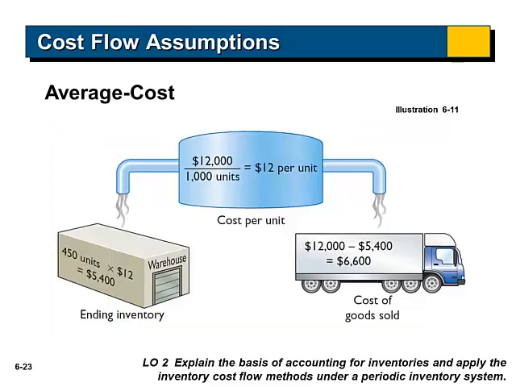And to look at this in a picture, we don't have little squares that we're dividing between the warehouse and the truck this time, but what we're doing is taking the total cost of $12,000 divided by 1,000 units to get a cost per unit of $12, and applying $12 to the 450 units that are left in the warehouse for ending inventory, and then $12 for the 550 units that were sold to get the total cost of goods sold.